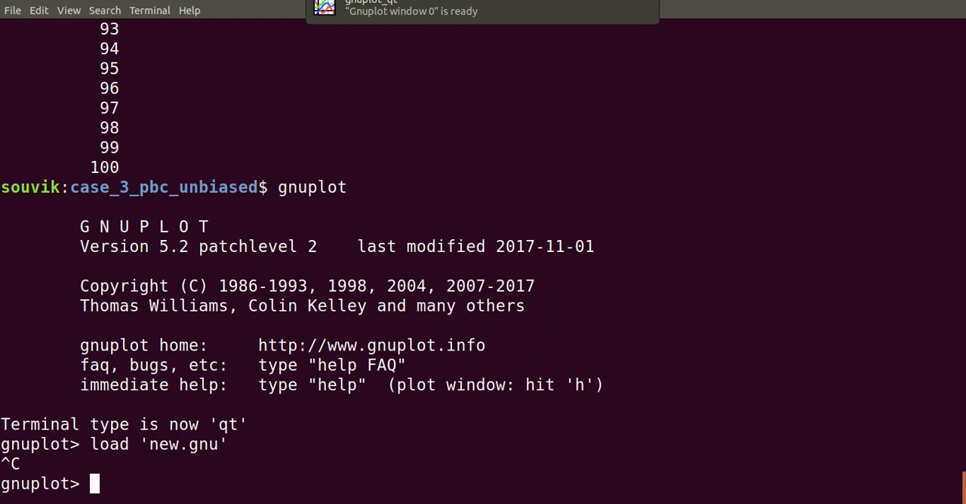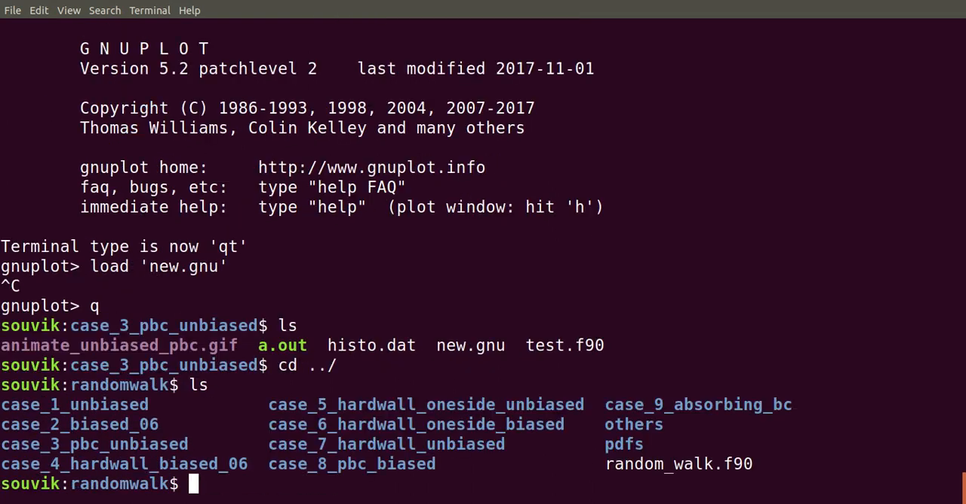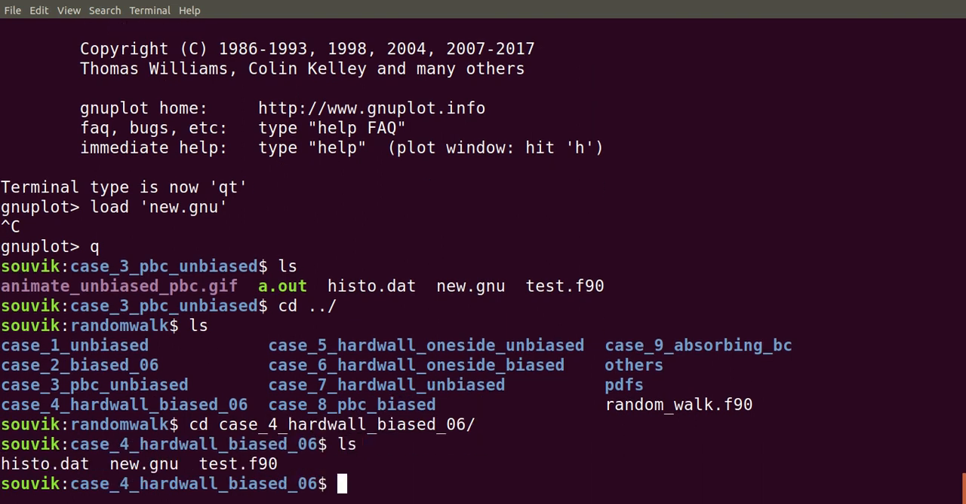So next, let's do it. What's next is basically case 4, hard wall bias. This case is very interesting. Here what I have done is apply a hard wall on one side, and I applied a bias boundary condition. Let's say the bias direction is along the right side, and the biasing probability is 0.6.